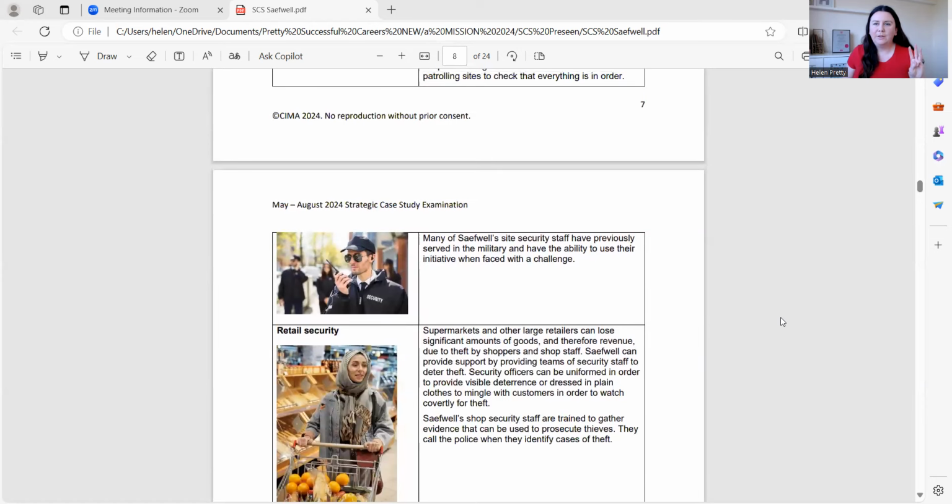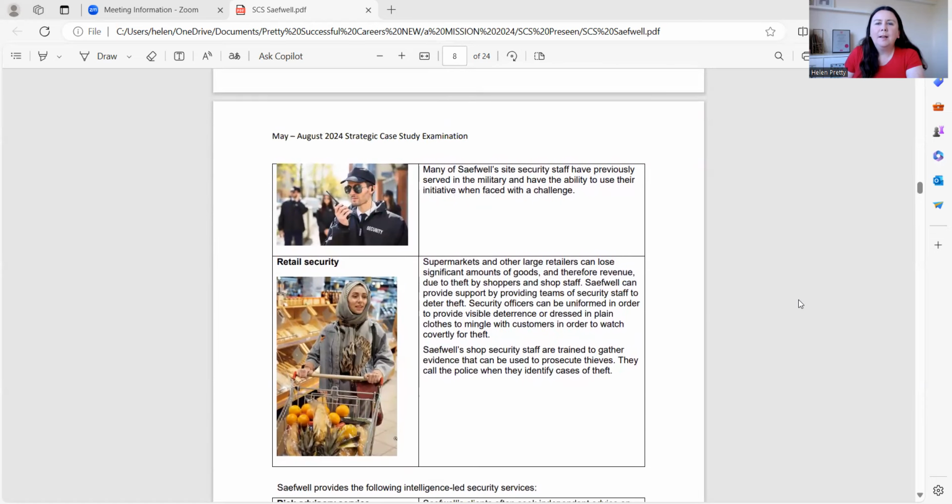Number three is retail security. Supermarkets and other large retailers can lose significant amounts of goods and therefore revenue due to theft by shoppers and shop staff. Saefwell can provide support by providing teams of security staff to deter the theft. Security officers can be uniformed in order to provide visible deterrence, or dressed in plain clothes to mingle with customers in order to watch covertly for theft. Saefwell shop security staff are trained to gather evidence that can be used to prosecute thieves. They can call the police when they identify cases of theft.